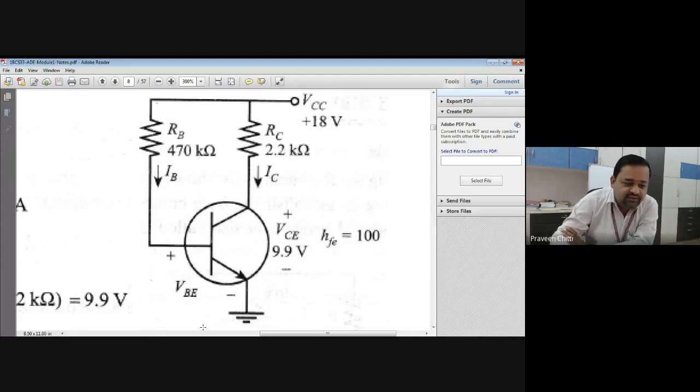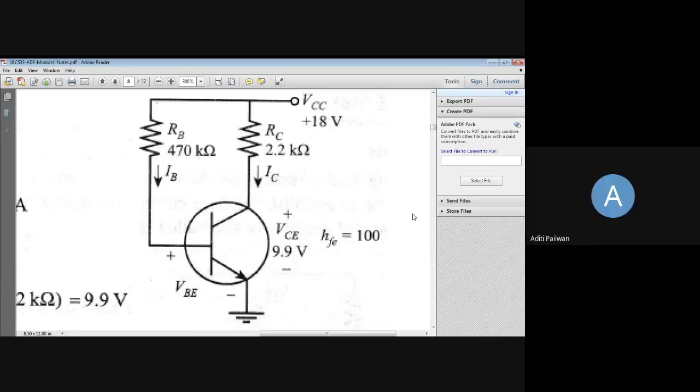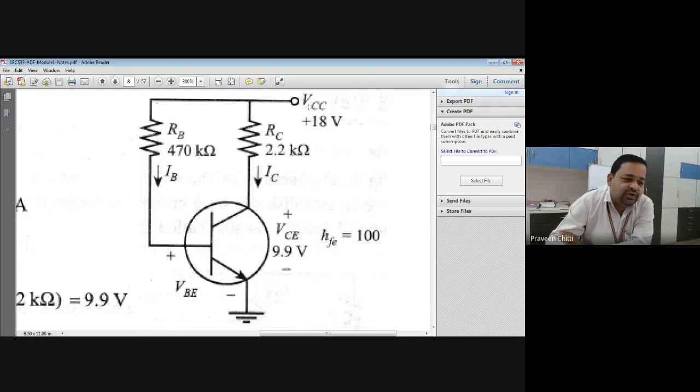One by one you tell. I just told you to shift that VBE to the other side. So VCC minus VBE equal to IB into RB. So what is IB then? VCC minus VBE divided by RB. Yes, very good. So IB will be equal to VCC minus VBE by RB.